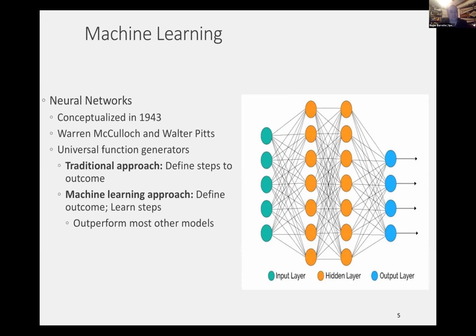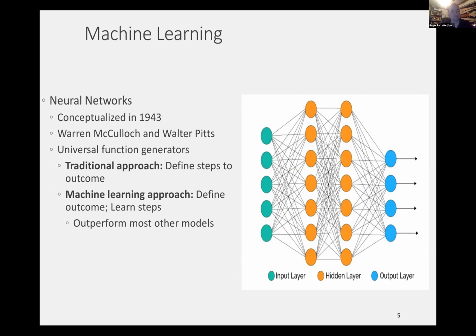And so what machine learning is, in particular neural networks, these are universal function generators. The traditional approach to programming is that you define the steps to an outcome. So you write a series of conditionals and questions that walk you to the output. Machine learning flips that approach around. Instead, you define the outcome, and then the model learns the steps to get there. And for the most part, it outperforms most other models, given that you have decent data and enough of it.